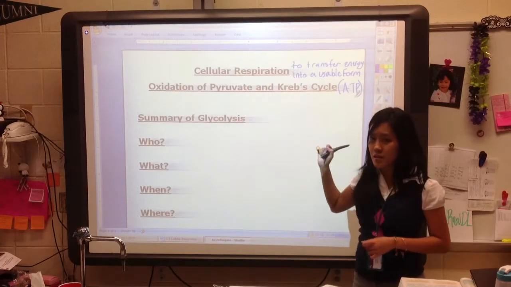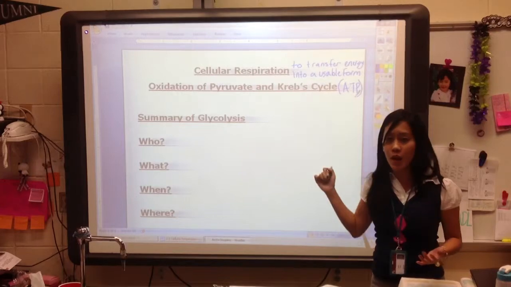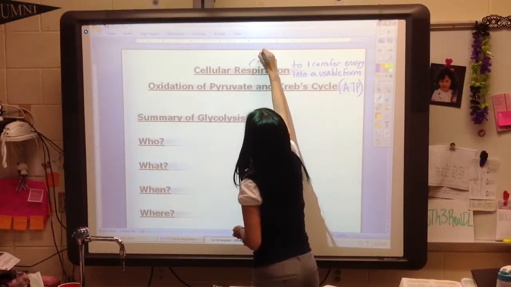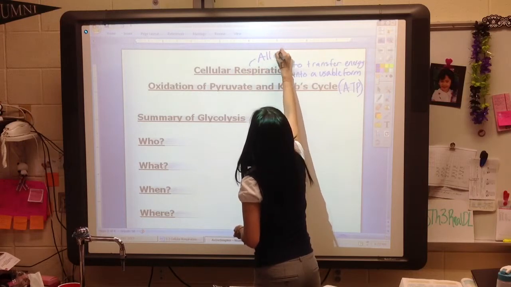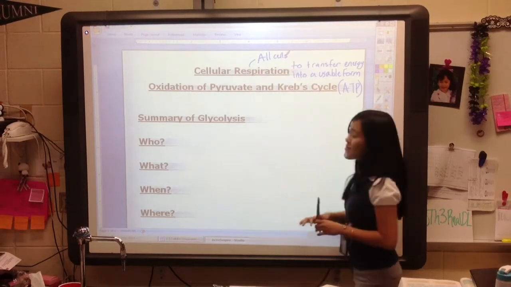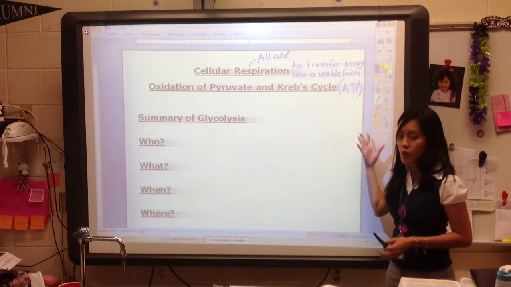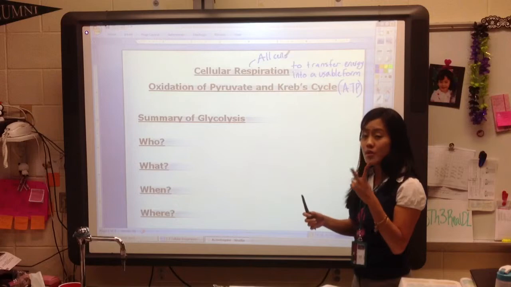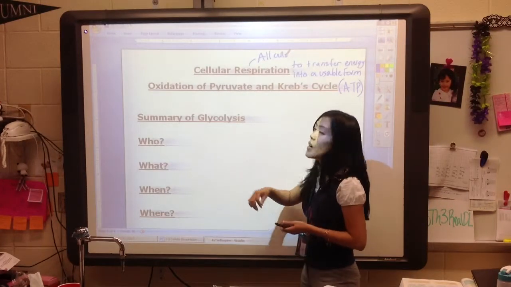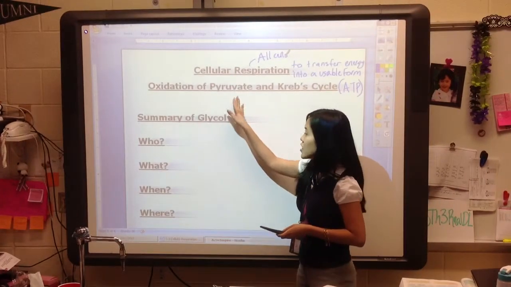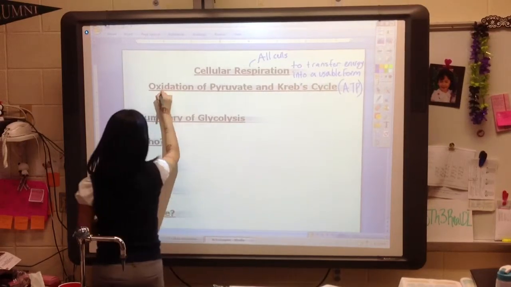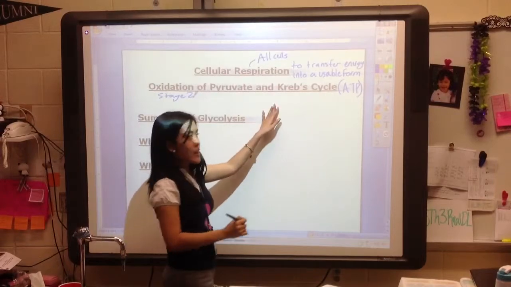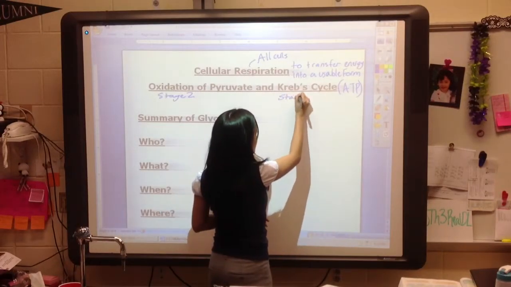ATP is very easily used by most cellular processes, and this is something that happens with all cells. And ATP just happens to be that preferable molecule. Today we're going to focus on two more stages of cell respiration: oxidation of pyruvate, which is really stage 2, and the Krebs cycle, which is stage 3.